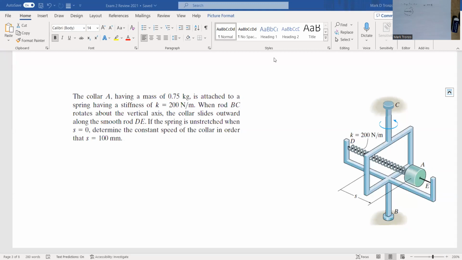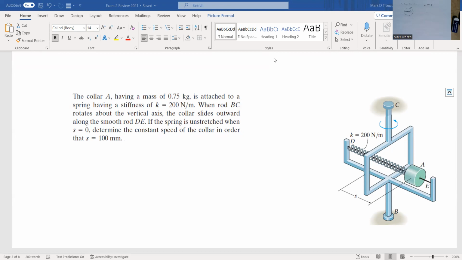Take a look at this problem. The collar A, having a mass of 0.75 kilograms, is attached to a spring having a stiffness k of 200 newtons per meter. When the rod BC rotates about the vertical axis, the collar slides outward along the smooth rod DE. If the spring is unstretched when s is equal to 0, determine the constant speed of the collar in order that s is 100 millimeters.